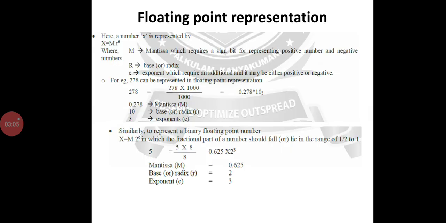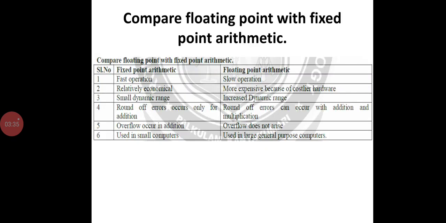And next one is the floating point representation. Here a number x is represented as x equal to m into r to the power e, where m is said to be the mantissa, which requires a sign bit for representing positive or negative numbers. R is the base or radix, and e is the exponent, which requires an additional sign, and it may be either positive or negative. For example, 278, in floating point representation, can be represented as 0.278 into 10 to the power 3. This is the representation of a decimal number using floating point numbers.